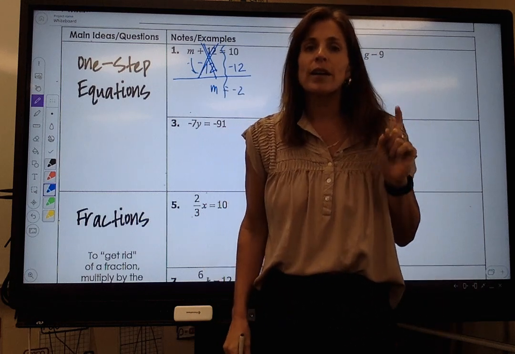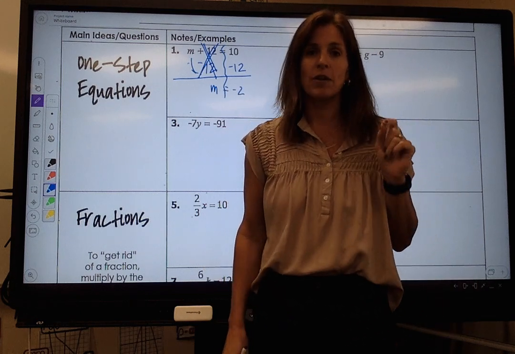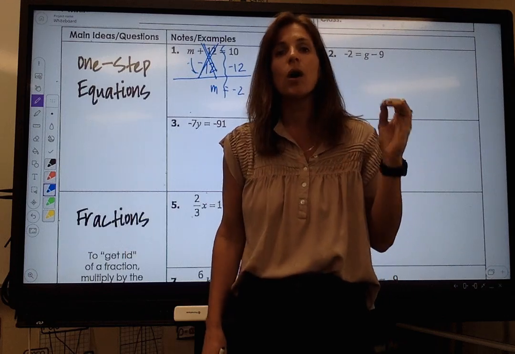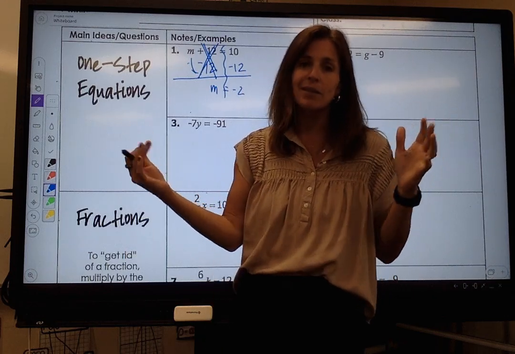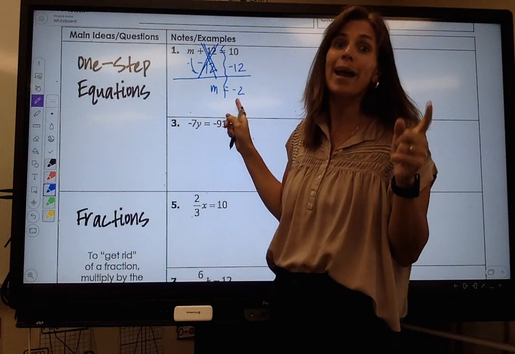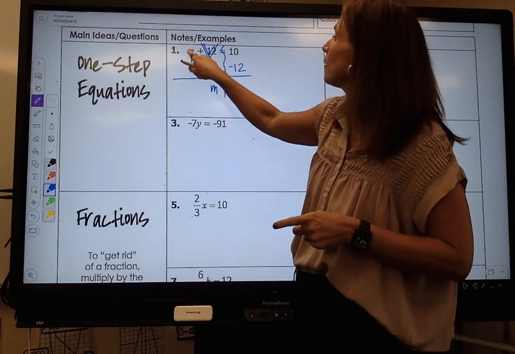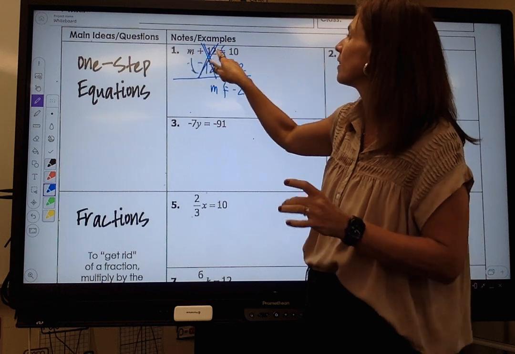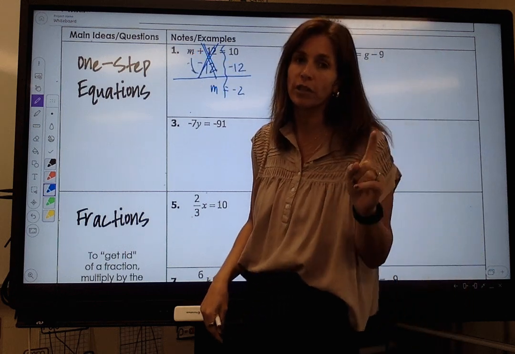Do not underestimate the power of checking your answer. If you want good grades and you want to do the best, you always check your answer. It takes 2 seconds. You can absolutely do that in your head. Take a negative 2 here. Is a negative 2 and a positive 12? You've got more positives than negatives. It is 10. Check your answer, check your answer.